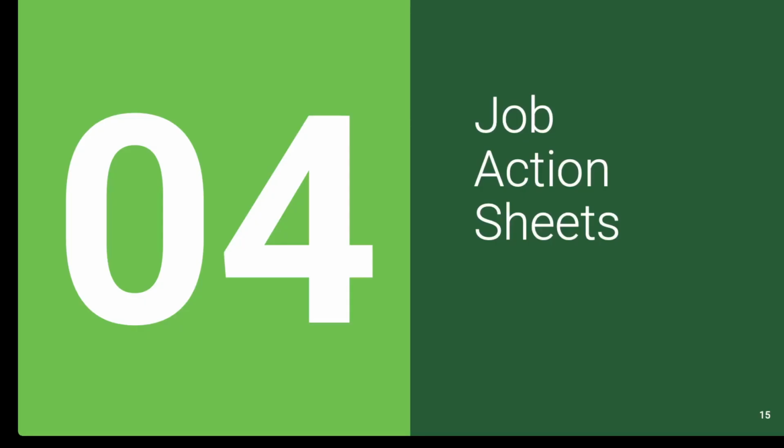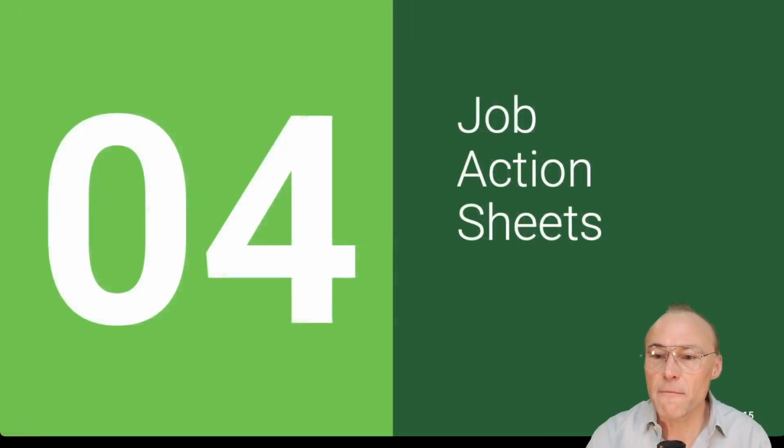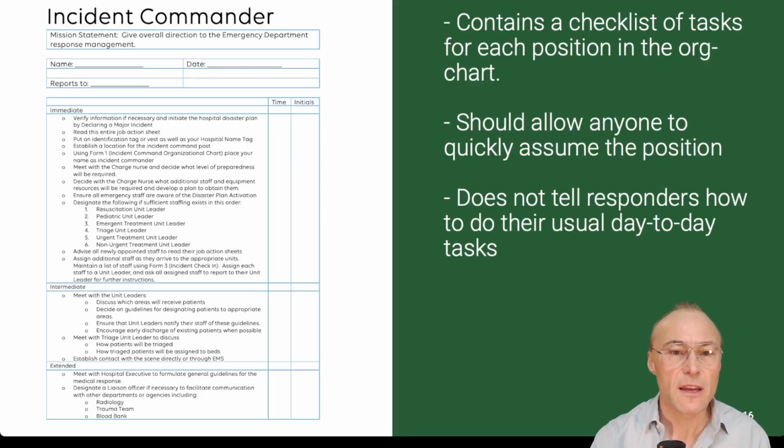Number 4, job action sheets. Now, job action sheets are very important because they allow people who have never done these tasks to do them in the event of a disaster. So, job action sheets, what are they? Well, they're checklists of tasks for each position in the organizational chart, and they should allow anyone to quickly assume the position. I always make sure that we assume that our responders have never trained and they need to be able to pick up this sheet and it tells them exactly what to do.